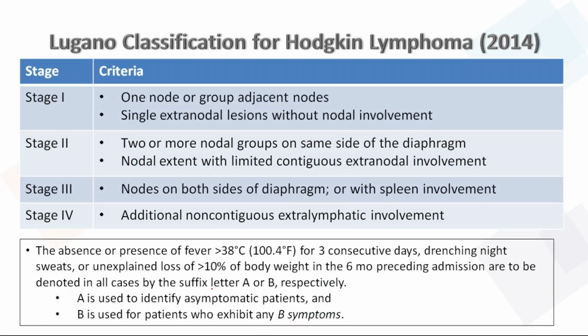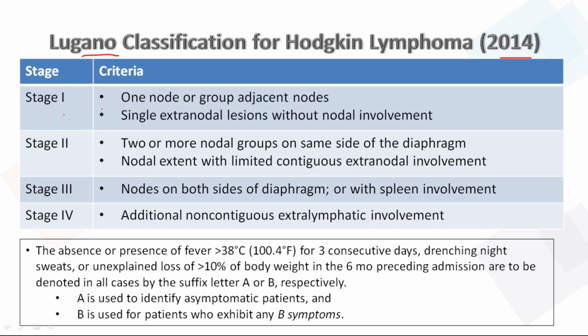There are so many classifications, but the Lugano classification is the latest, from 2014. There are still limitations of the Lugano because pediatric Hodgkin's is not taken into consideration. It is mostly based on adult manifestations, but this is still the one our Nelson Pediatrics gives: the Lugano classification of Hodgkin lymphoma. Based on this, there are 4 stages: 1, 2, 3, 4.